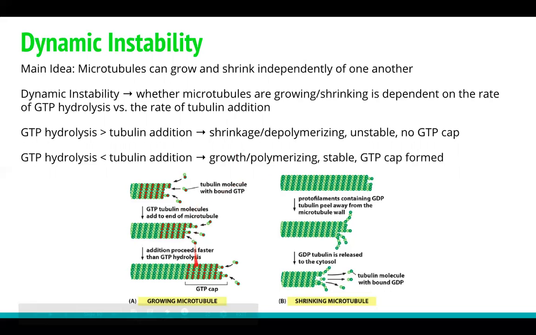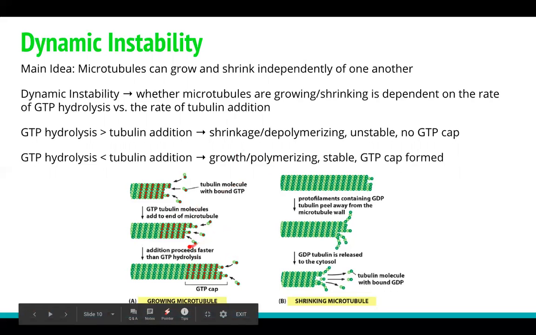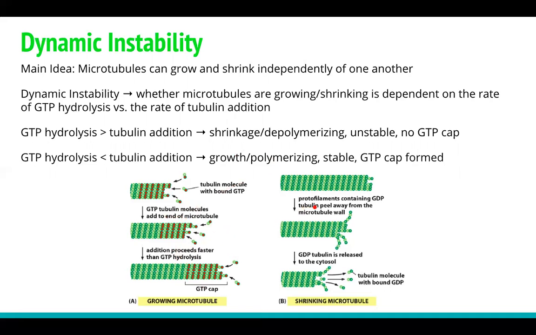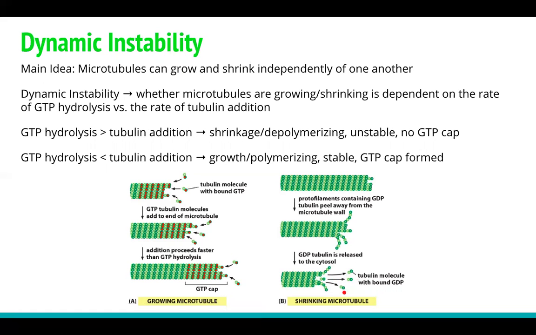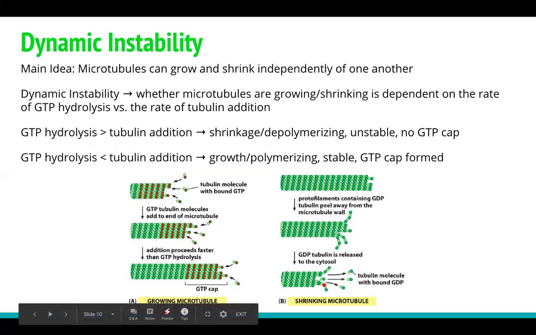So here there's a picture showing, the first one is a growing microtubule. You can see the GTP tubulin molecules are adding, and since they're adding, it's forming the cap. And then in B, you can see the protofilaments that have the GDP tubulin. So they're depolymerizing and falling away since they're bound to GDP, since it's cleaving off that last phosphate, and it's shrinking.